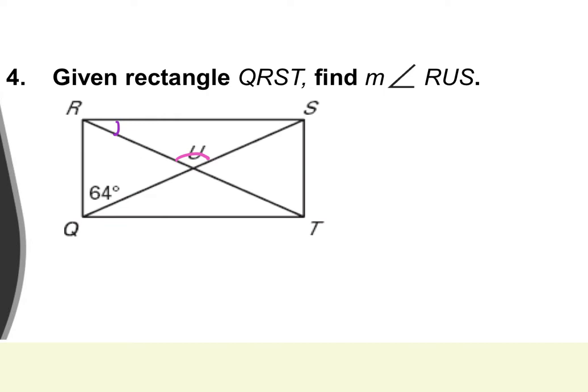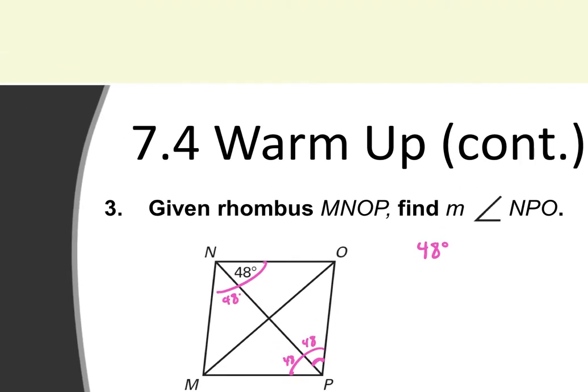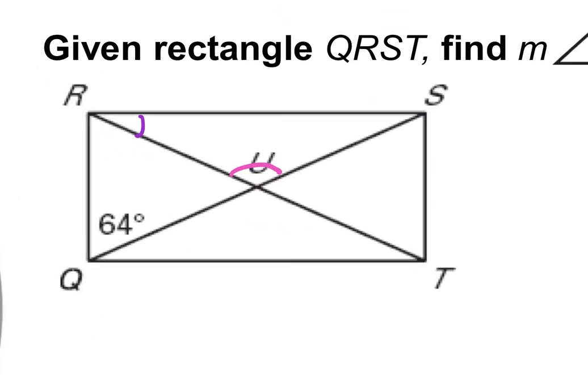Let him explain. 90 minus 64 equals 26, which is SQT, the missing angle. This angle here, okay, so now we're getting somewhere. So this has to be 90, and this is 26. Now go. RST equals 26, the smaller one, because of opposite interior angles. And I know that RST equals the one that's there.